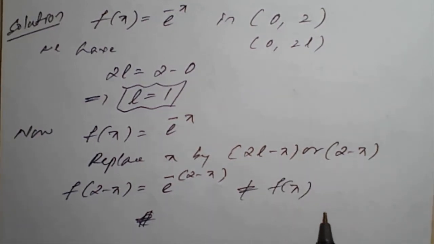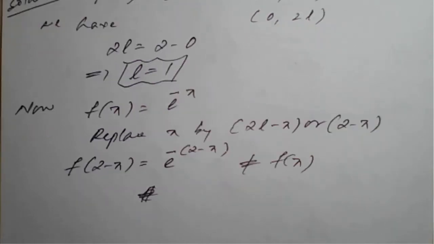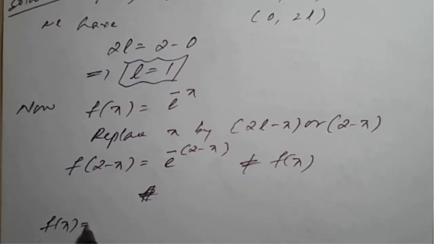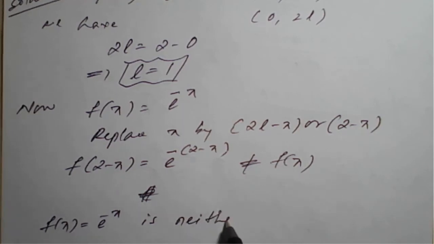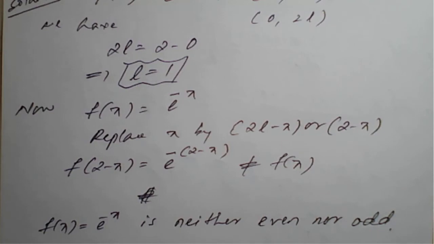If it is not equal to f(x), we can give one conclusion: f(x) = e^(-x) is neither even nor odd. So for such kind of problem, we apply the general Fourier series.